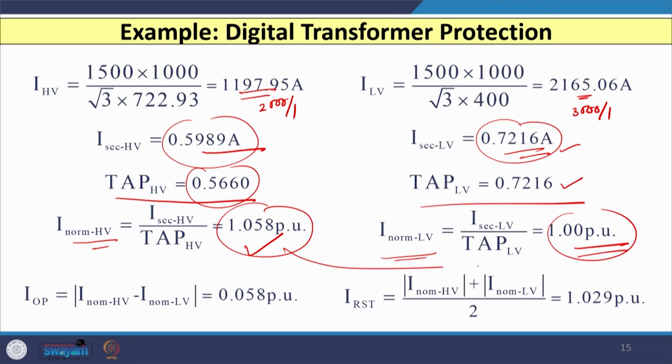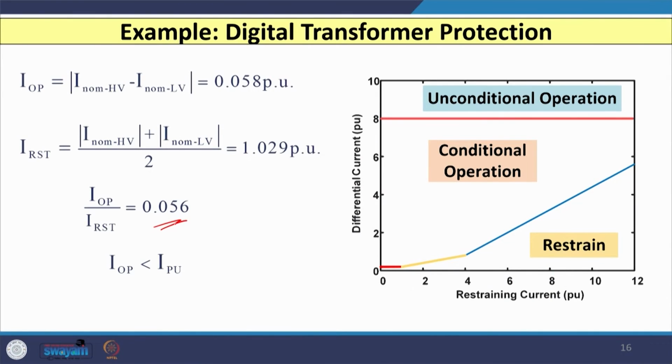So, that is why, because of this difference, you will have an operating current that is not 0, but some 0.058 per unit, and the restraining current, if you calculate, is 1.029 per unit. And if I calculate the ratio of operating current to restraining current, that comes out to be 0.056. So, the operating point is 0.05. This is my IPU 0.2. So, that will be very small, 0.05, and your restraining is almost 1. So, this is 2. So, almost your point will be somewhere here below this characteristic. So, the relay should not operate and the relay is not operating in this case.